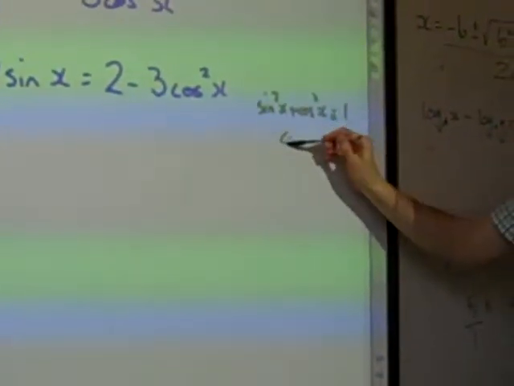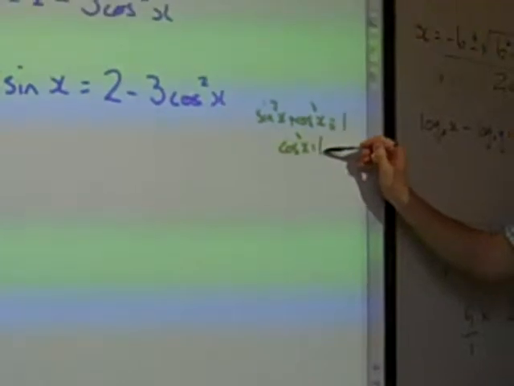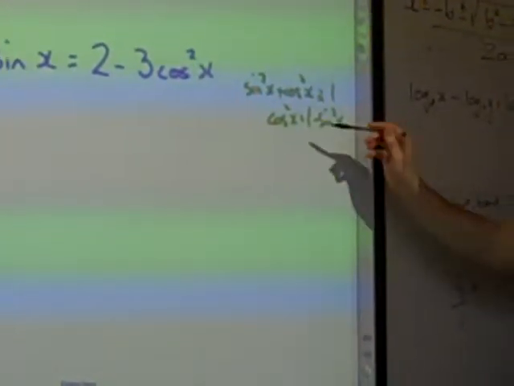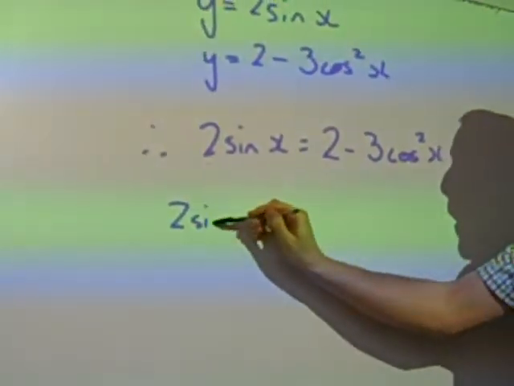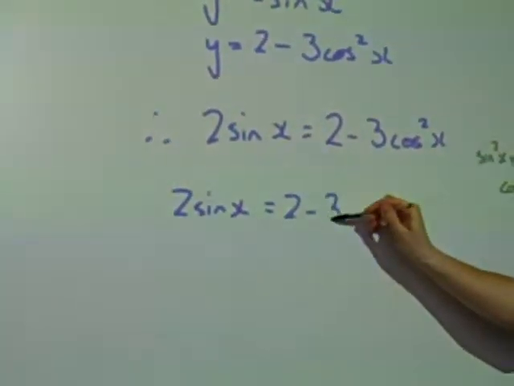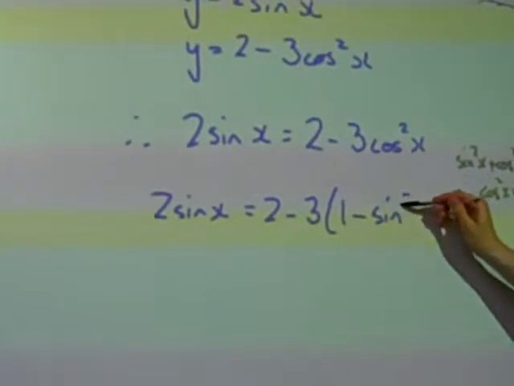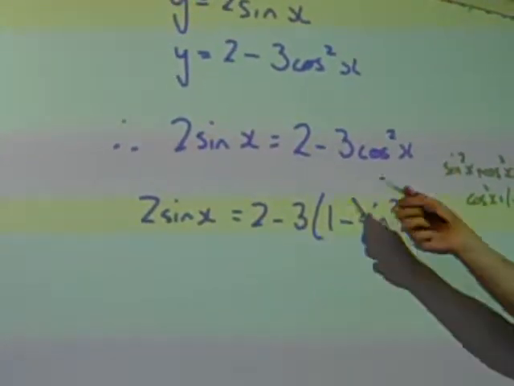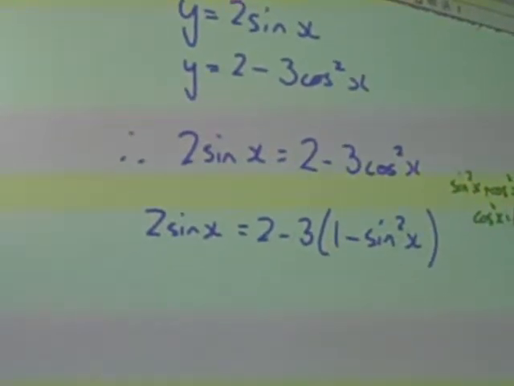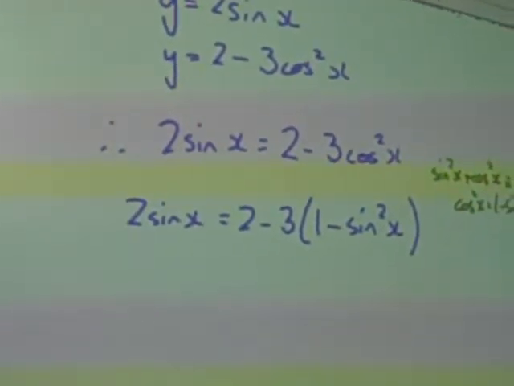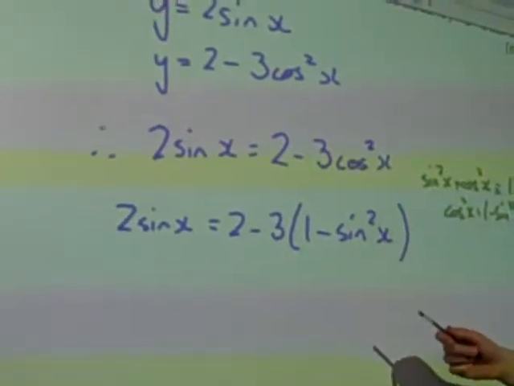That must be true. So cos squared x must be 1 minus sine squared x. So we can sub that into here, which would give us 2 sine x is 2 minus 3 times 1 minus sine squared x. We're not there yet, but what kind of a thing is this? Stealth quadratic. It's a stealth quadratic. It's a quadratic in terms of sine x.